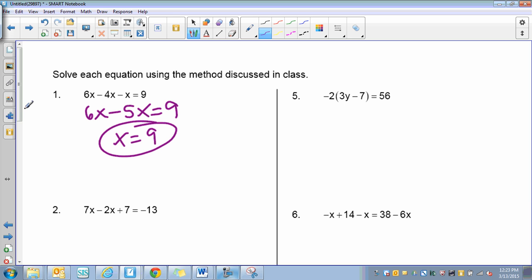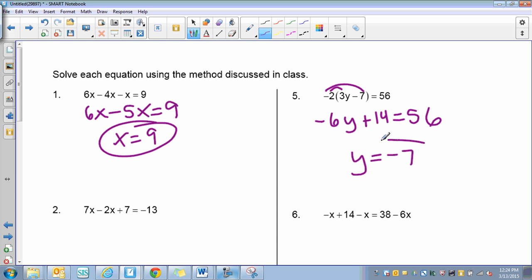All right, let's go to number 5. Number 5, we have to apply the distributive property. So we should have negative 6y plus 14 equals 56. And then we have a two-step equation we can solve, and we end up getting y is equal to negative 7.